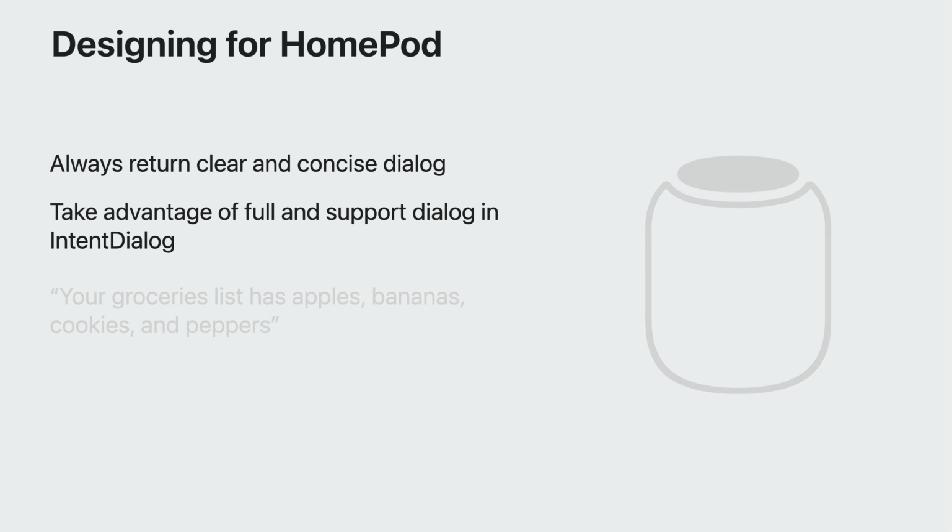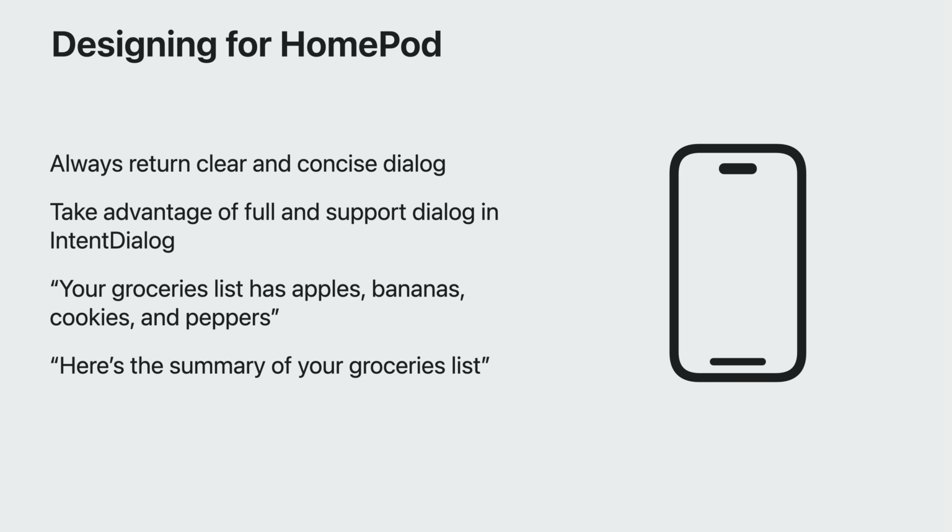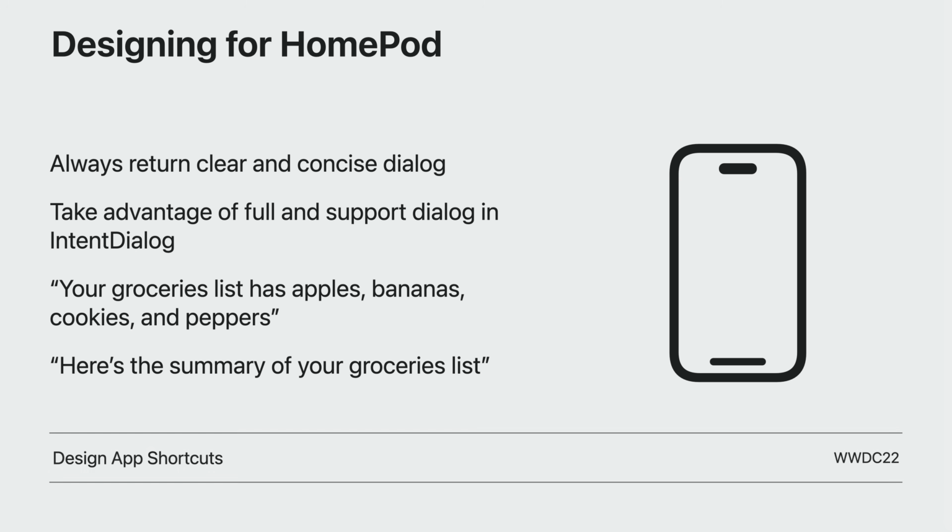When designing App Shortcuts for HomePod, consider that it's a voice-only device. Make sure you are returning clear and concise dialogue to be spoken by Siri, since there won't be any corresponding visuals. The Intent Dialog class has an initializer that takes both a full and supporting string. The HomePod will use the full dialogue, while visual devices like iPhone will use the alternate supporting dialogue. This allows you to be more brief when a user can reference a visual output, but remain fully descriptive if no screen is available. For more guidance on how to design app shortcuts, including voice-only use cases, check out the Design App Shortcuts session from WWDC 22.